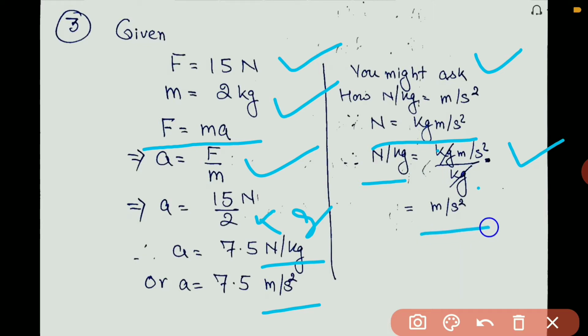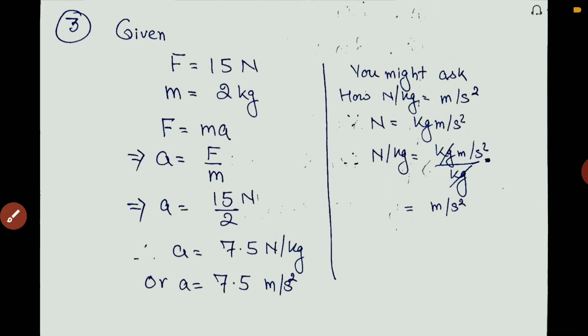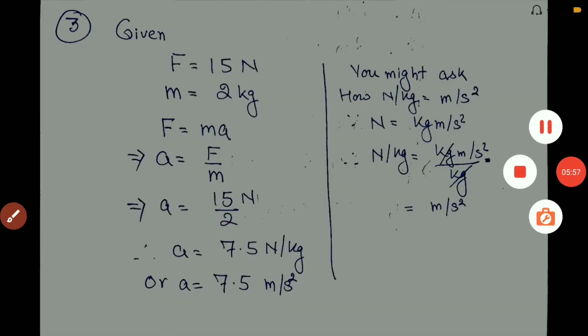So hence we are getting meter per second square. This is how it is done. Okay, then we can go to the next question, which is question number 4.